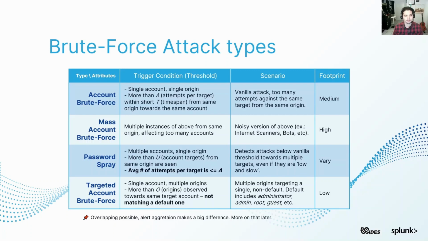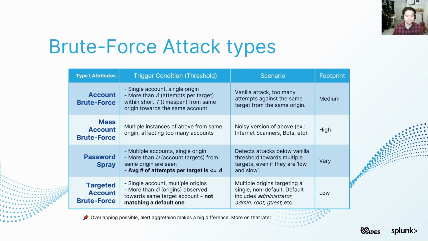We also have a mass account brute force. This is basically another way to describe it. There are many ways, many angles you can see this. But I'm basically saying that a mass account brute force is when multiple instances of the vanilla type of attack come from the same origin, affecting too many or multiple accounts. This is, of course, a very noisy version of this. And this is basically how most of those internet scanners and bots work. So the footprint is pretty high.